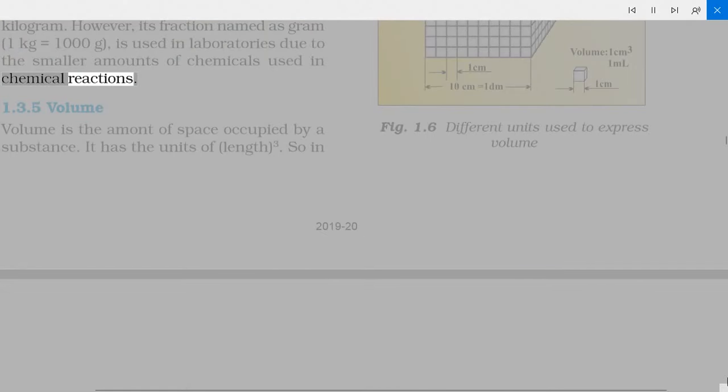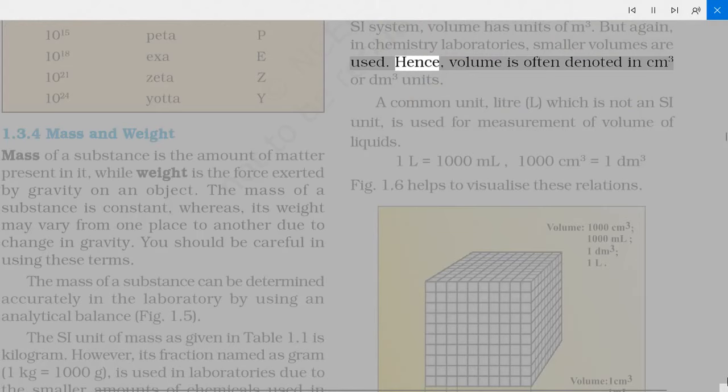Volume. Volume is the amount of space occupied by a substance. It has the units of length cubed. So in SI system, volume has units of m^3. But again, in chemistry laboratories, smaller volumes are used. Hence, volume is often denoted in cm^3 or dm^3 units. A common unit, liter (L), which is not an SI unit, is used for measurement of volume of liquids. 1 L is equal to 1000 mL, and 1000 cubic centimeters is equal to 1 dm^3. Fig. 1.6 helps to visualize these relations.